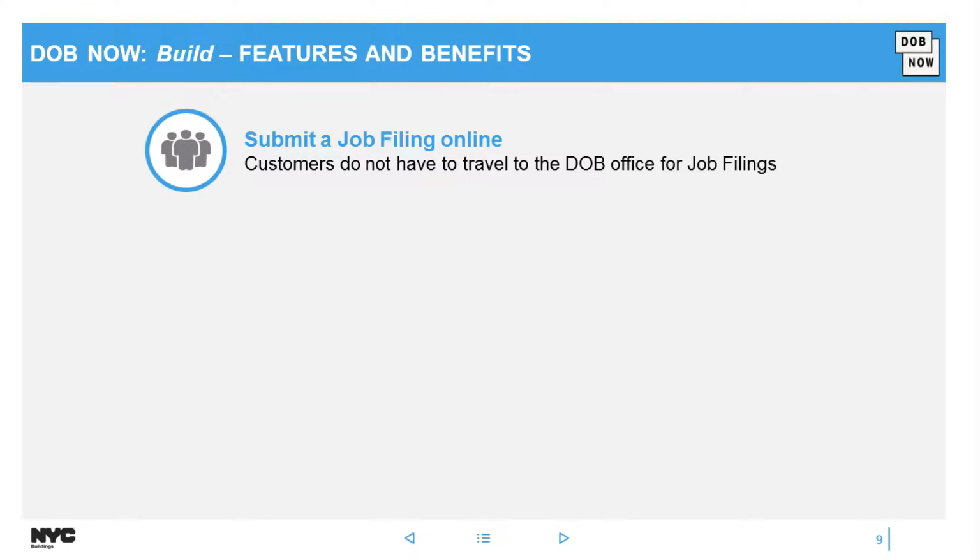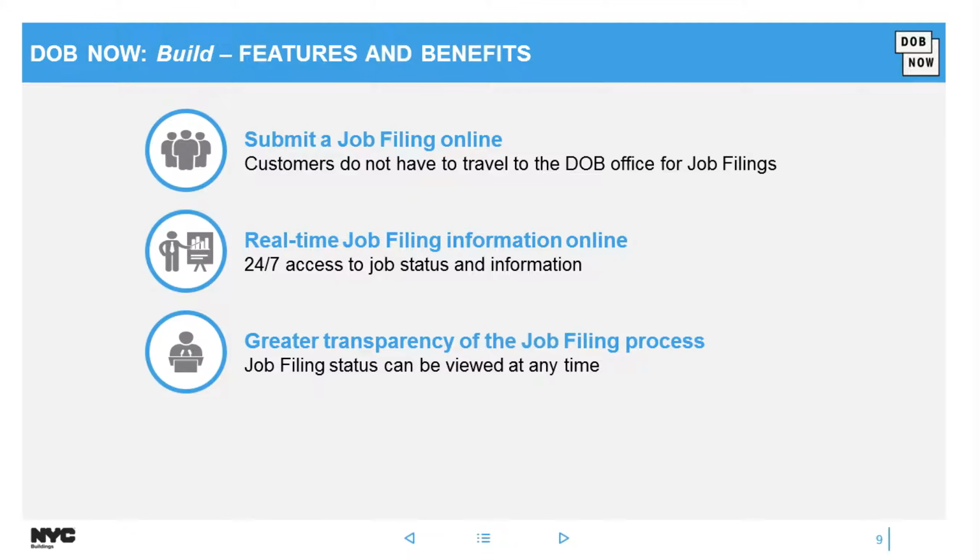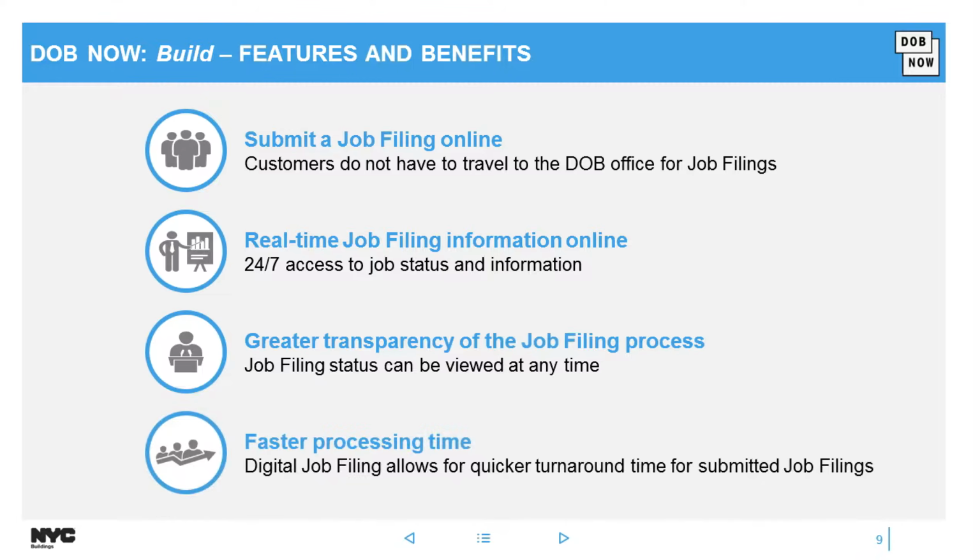The top 4 benefits of using DOB Now: you'll be able to submit your job filing online, and you don't have to come down to DOB anymore. You have access to those job filings or any job filing you're associated with. Because all of this is now digital and there's a status bar at the top of each job filing, you'll be able to see where the job filing is at each step of the way. We also have email notifications going out to everyone associated with the job filing. And because all of this is digital, we're hoping for faster processing time.